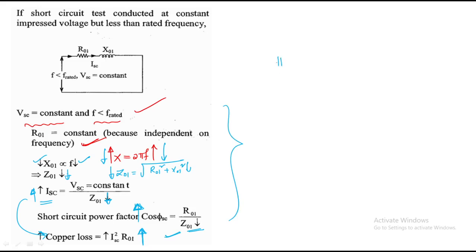Then for you, the homework is this: do the analysis for Vs equals constant and F more than F rated. What about cos phi SC? Does it decrease or increase? If F is less than F rated, it increases, but here F is more than F rated, so obviously it decreases. Do the analysis. So this is about the short circuit test.